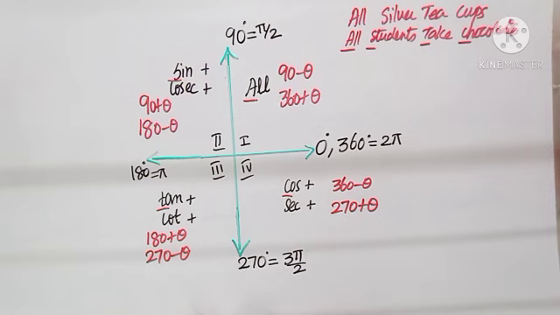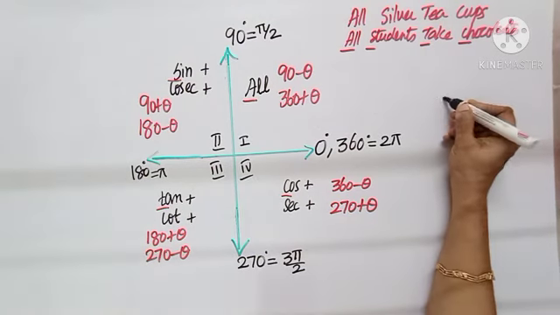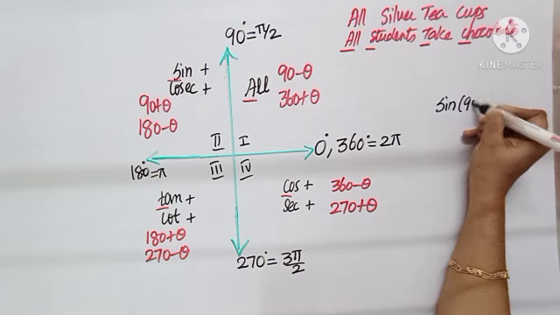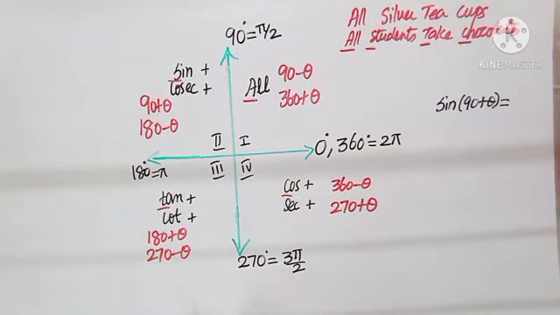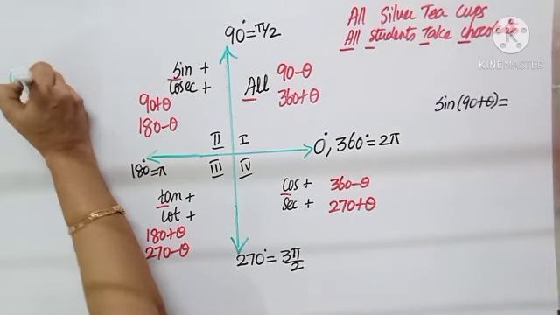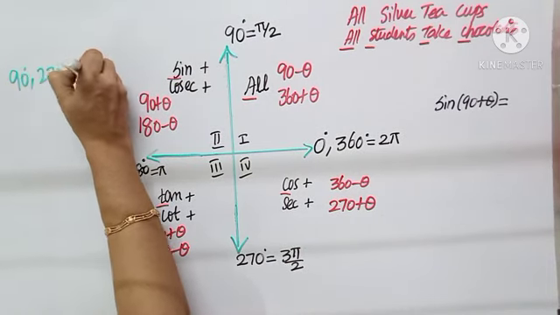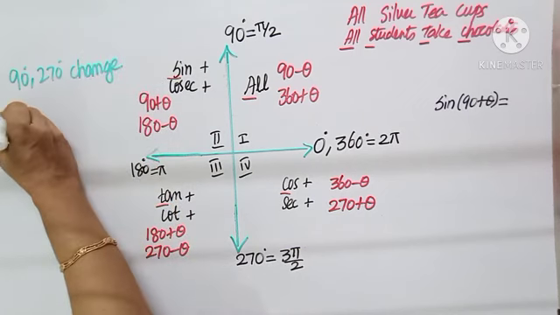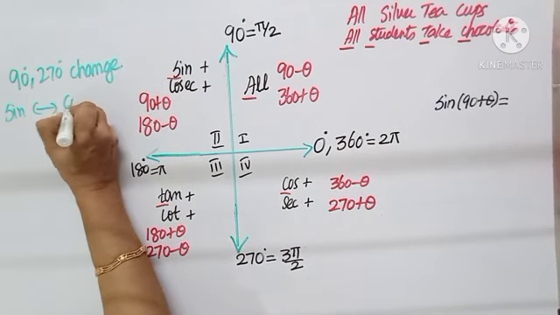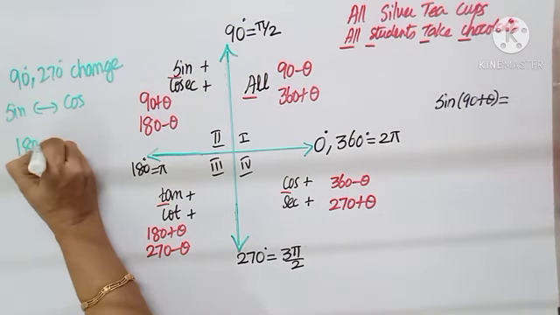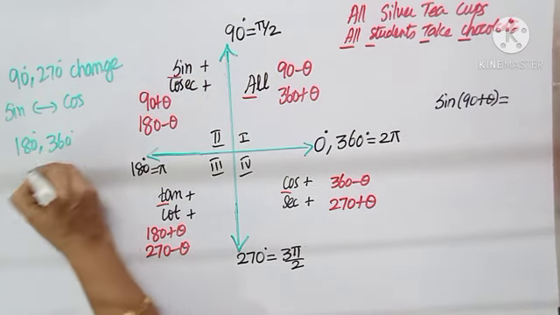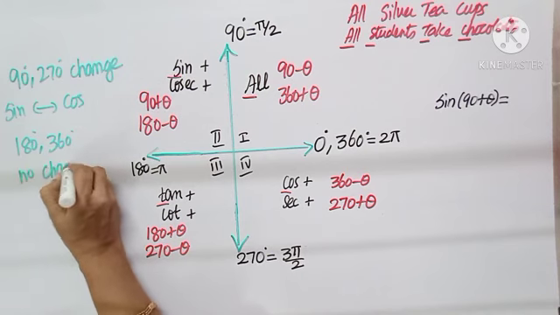Now you are given a problem. Say, sine of 90 plus theta. How should I write the answer? First of all, remember a very small technique. Whenever 90 and 270 are coming, change. Change what? If sine comes, it will become cos. If cos comes, it will become sine. 180 and 360 comes, no change. Keep the ratio as it is.